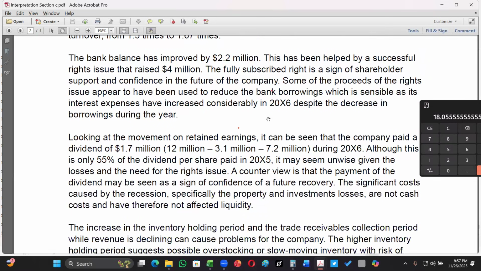Further, we discussed the bank balance getting better. That is through the rights issue, the money raised through the rights issue, and we also discussed that the shareholders have shown confidence in the performance of the company because they have subscribed to everything, and we have used this money sensibly by settling the bank borrowings and by improving the bank balance. So this must have given more assurance to the lenders and to the shareholders.